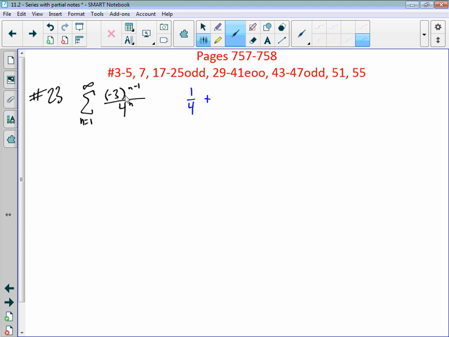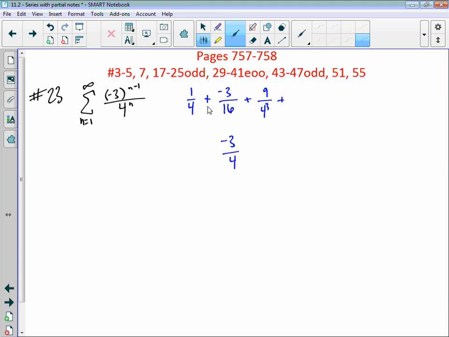Okay, and then the next term, when you plug in 2, you get negative 3 to the first over 16. And then when I plug in 3, I get negative 3 squared, which is 9 over 4 cubed. And I'm just going to write 4 cubed. I know it's 64, but you could even write this as 4 squared. When you're looking at this pattern, what are you noticing is getting multiplied by on top? Negative 3 on top, and it's getting multiplied by 4 on the bottom.